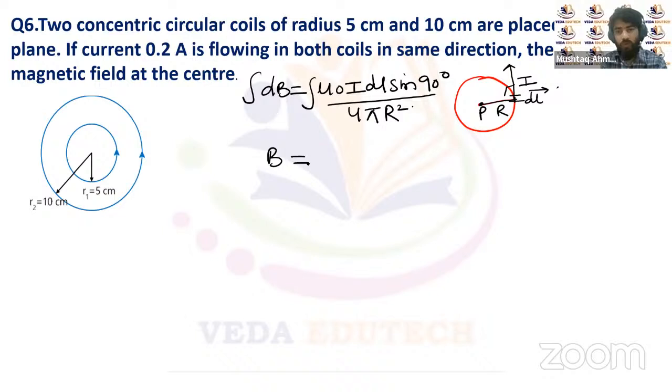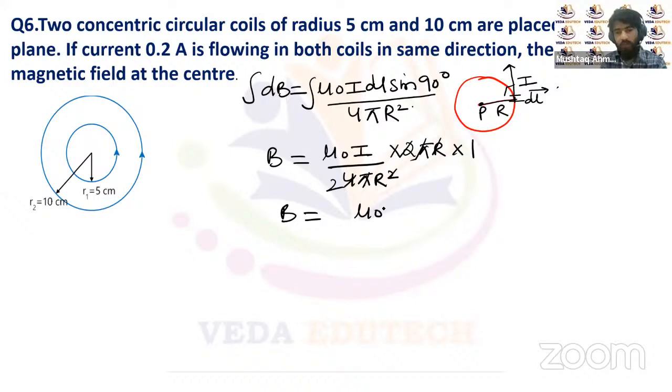That will be B is equal to mu naught I upon 4 pi R square. Integral of dl will be the total circumference of this circle, that will be 2 pi R, and sine 90 is 1. So from here, pi and pi will get cancelled, 2 and 2 will get cancelled, R and R will get cancelled. We will be left with B is equal to mu naught I upon 2R. So this is the magnetic field at the center.